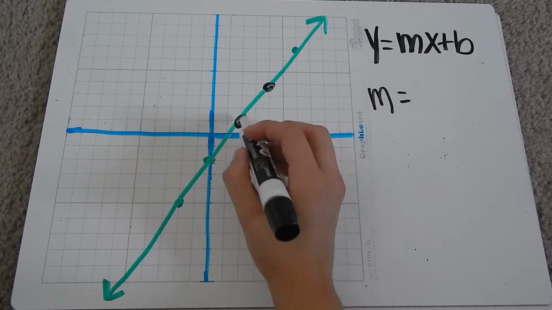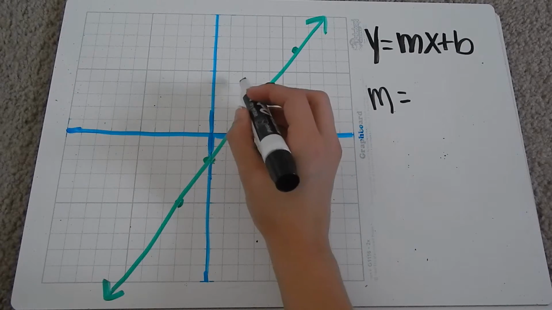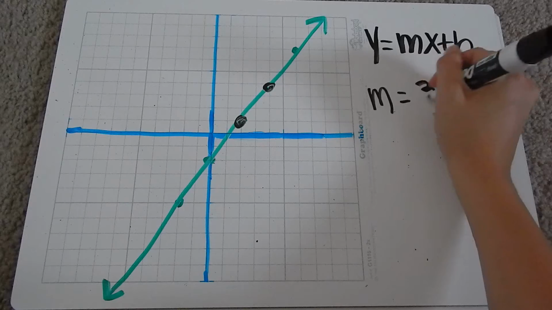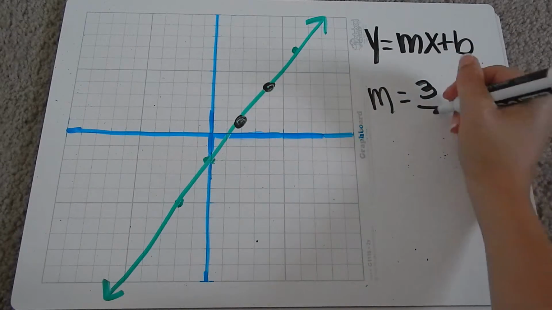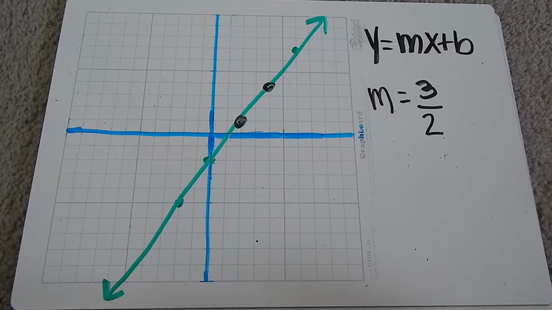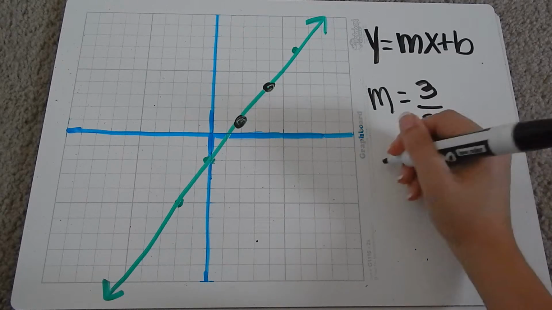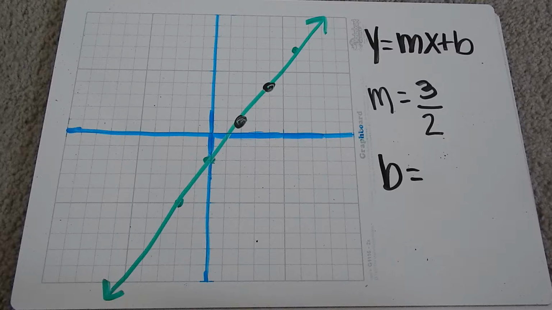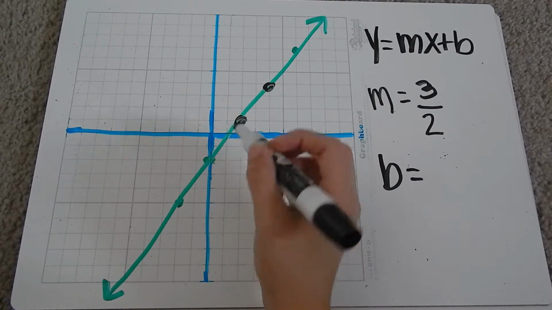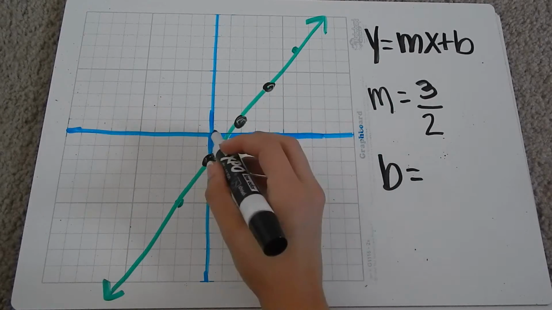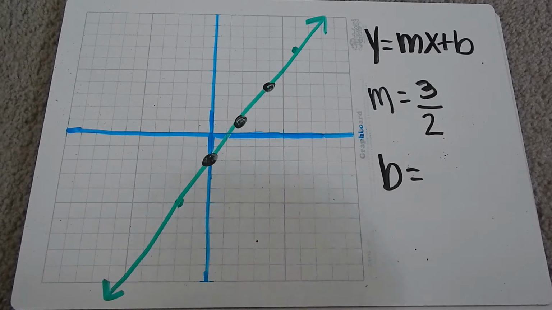So my rise from this to this point is up 1, 2, 3, which is a +3. And we're going to go to the right 1, 2, so a +2. So my slope is 3/2. My b, my y-intercept, is where I cross the y-axis. So if we look at our line here, I'm going to cross the y-axis right at this point. That y point is -2. The y value there is -2.